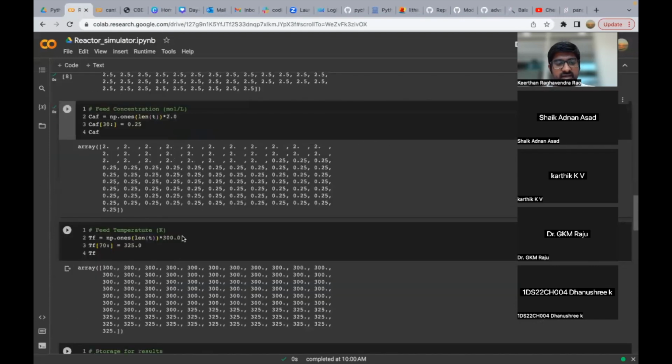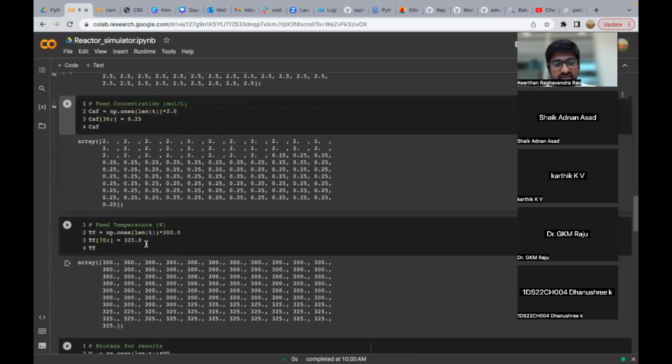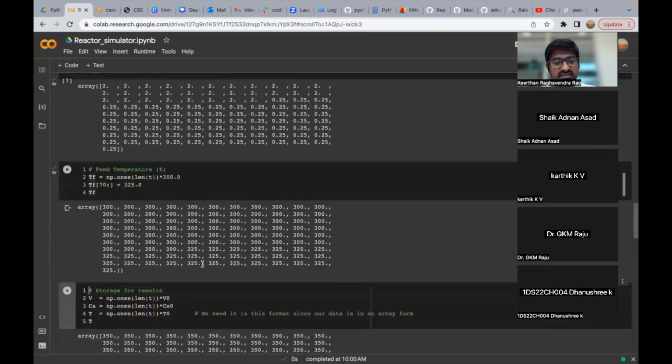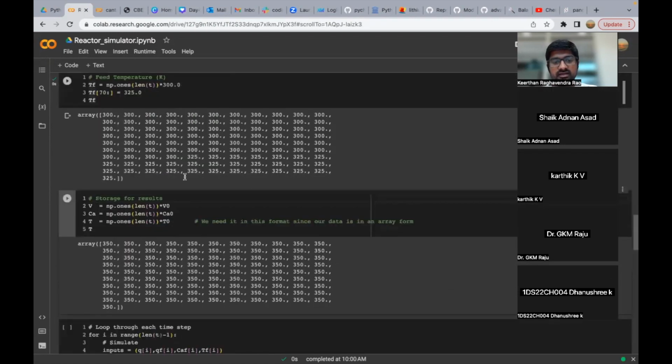Then there's the feed temperature. We start with 300, and then we go for 325 after some time instance. So the feed temperature will look something like this. Normally, this is random data that I'm generating. Normally, you will have some data of your own. So if you use pandas library, you can process your files quickly.